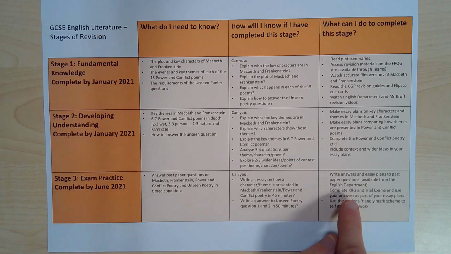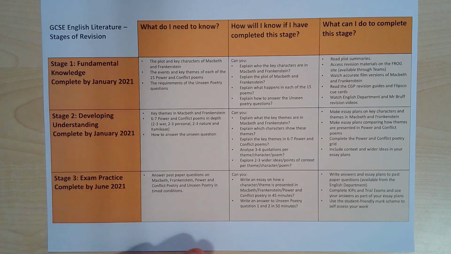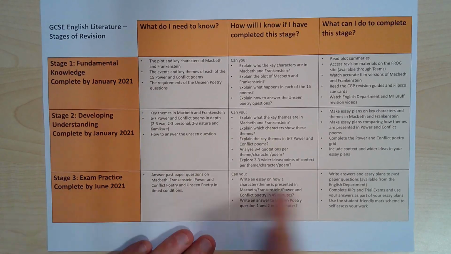We've done some of this when we do KIPs and trial exams, but can you answer past paper questions on Frankenstein in time conditions? And can you develop your analysis to the standard it needs to be? Can you tick off all those skills we want you to do? So we would expect you, this is where students tend to panic, they tend to try and do this first.